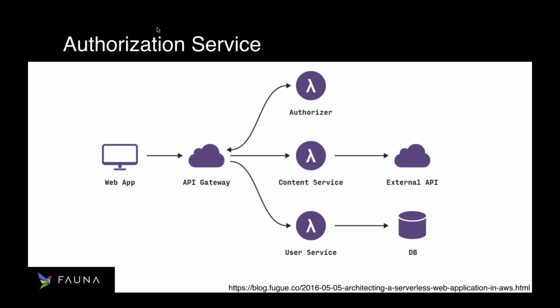This is the status quo. What I did was find how people in the serverless world were doing things, and then think about how to make it better. So you've got the web app, which connects via the API gateway to the content service and the user service and the authorizer, and you can see the user service and the content service are completely independent.